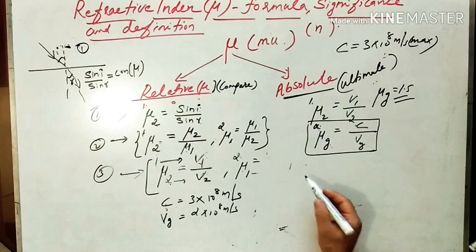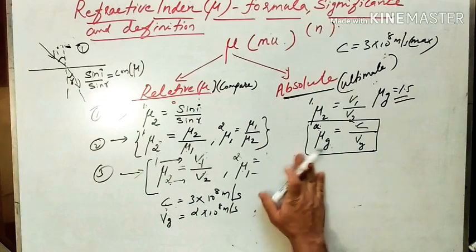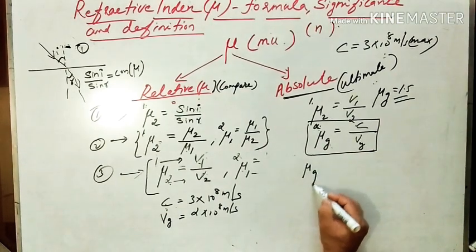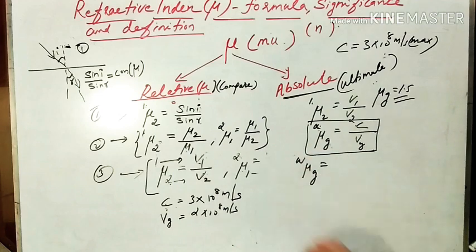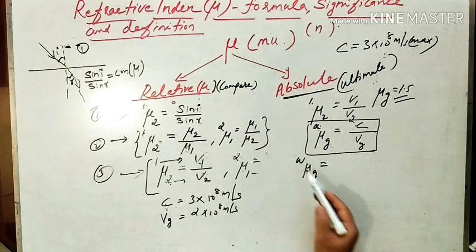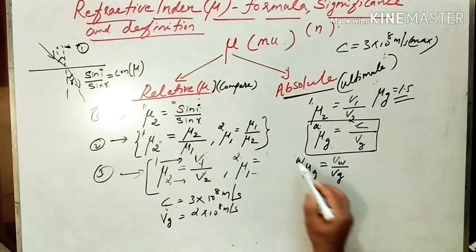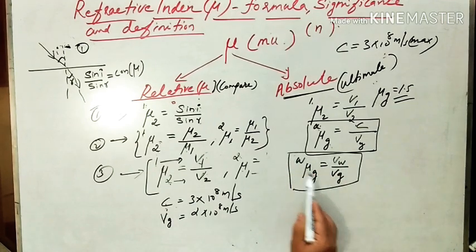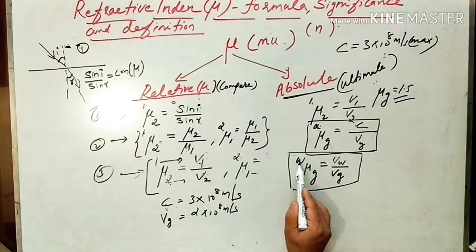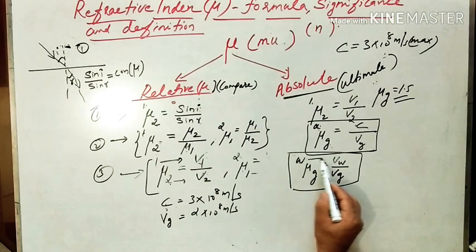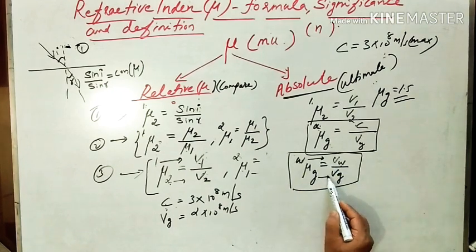Then if I say, how do you write the refractive index of glass with respect to water? In terms of this formula, it is very simple: speed of light in water divided by speed of light in glass. As simple as that. Just remember this: the superscript, speed of light in water, the subscript, divided by speed of light in glass.